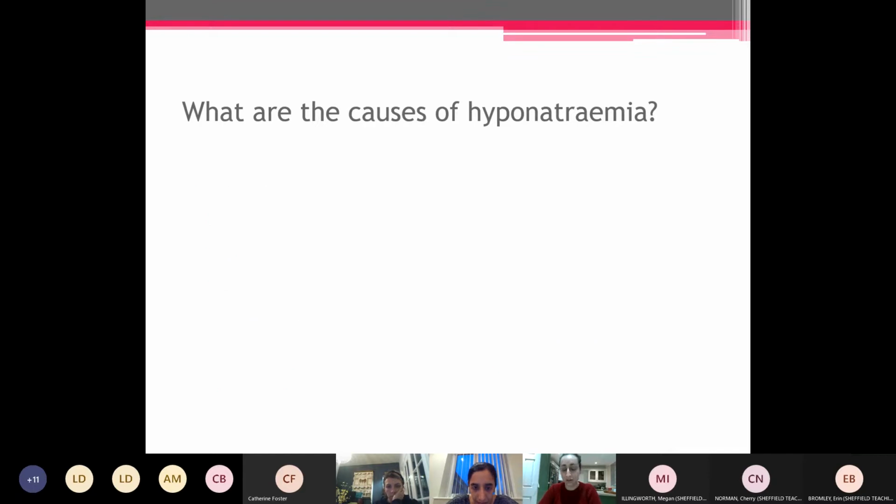So the causes of hyponatremia. The next slide's quite a busy slide, and we've got absolutely loads of causes of hyponatremia. So I've tried to separate them into categories just to make it a bit easier to think about. But can anyone give me any causes of hyponatremia, either a category or a specific cause? Things like burns. Yeah. And why would the burns cause hyponatremia? By what mechanism would that be?